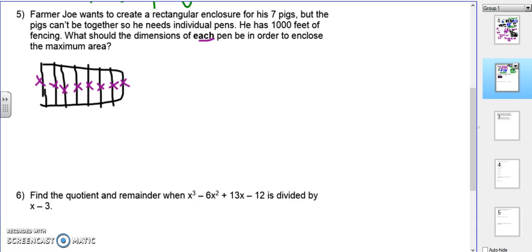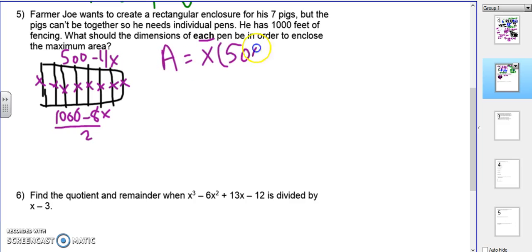Okay, now I need the other 2 sides. I know I have 1,000 feet of fencing, so I got 1,000 minus those 8 x's, but I have 2 equal sides, so I have to divide by 2. So 1,000 divided by 2 is 500. 8 divided by 2 is minus 4x. So my area is x times 500 minus 4x.